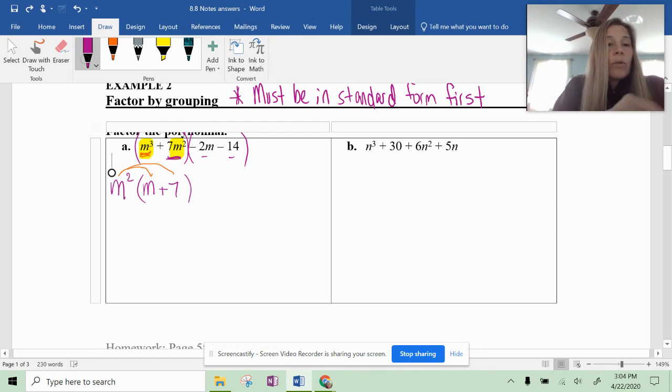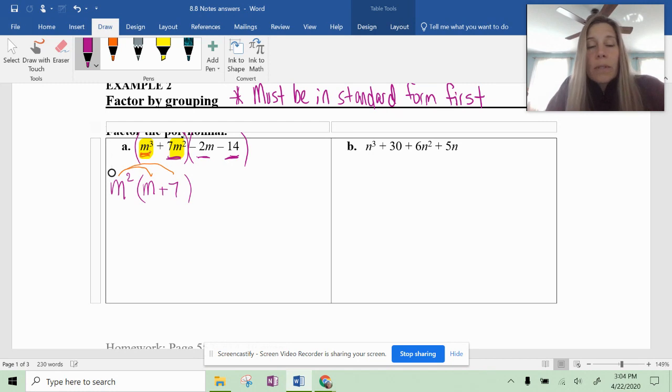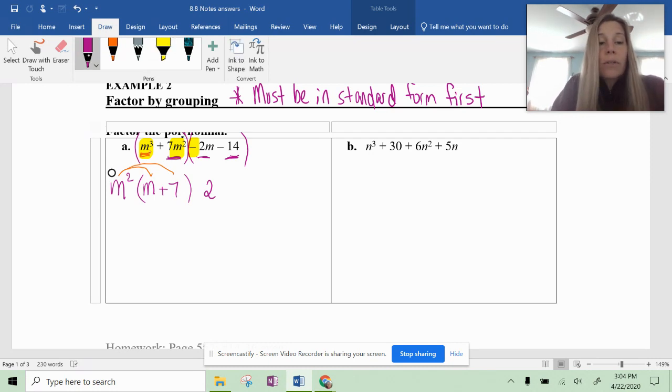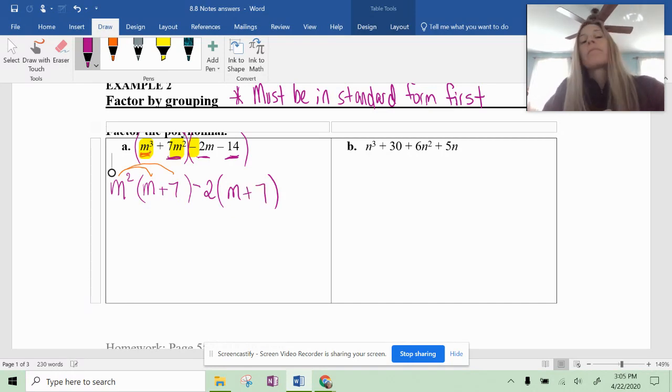Now when we go to the second half, we want to look for a GCF of these two terms. 2 and 14 are both divisible by 2. And if you remember what I told you back when we did the AC method, whenever a sign is on that third number, that sign has to go out on the GCF. So we're really going to take out a -2 for that GCF. So -2m divided by -2 leaves me with positive m. And then -14 divided by -2 leaves me with positive 7.